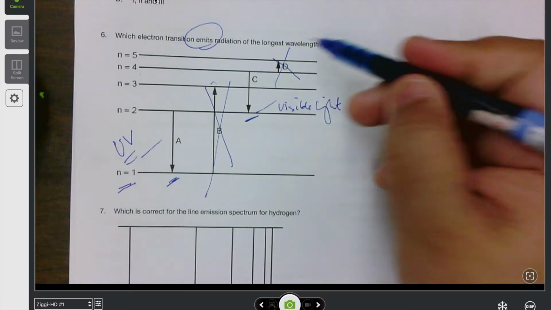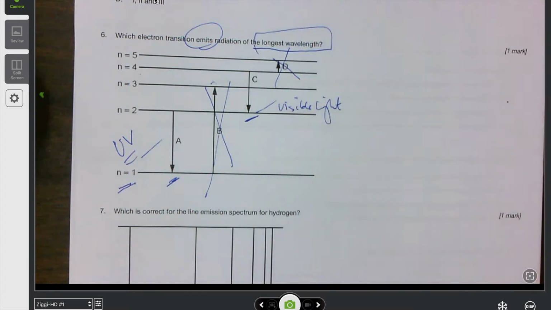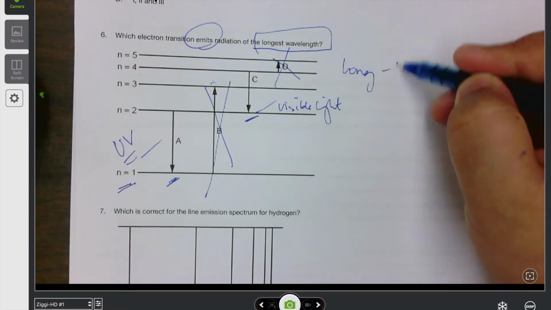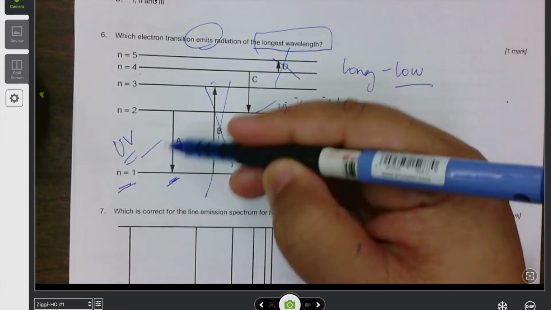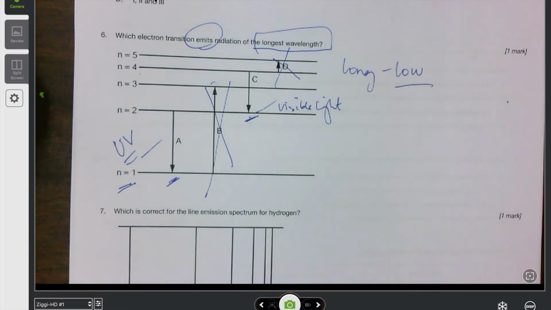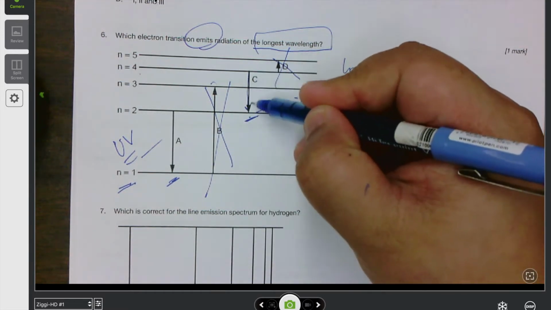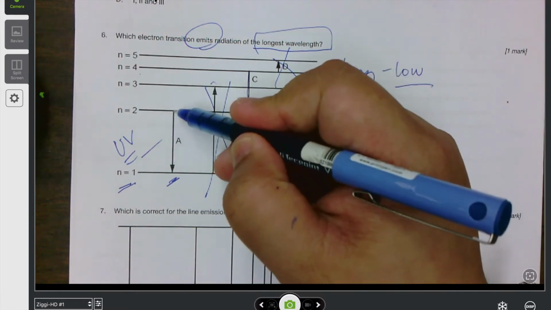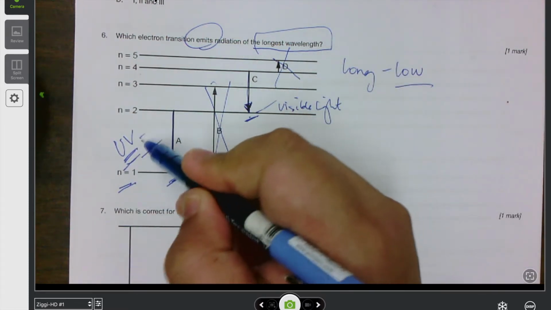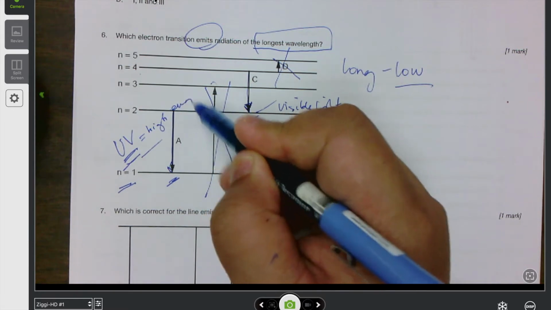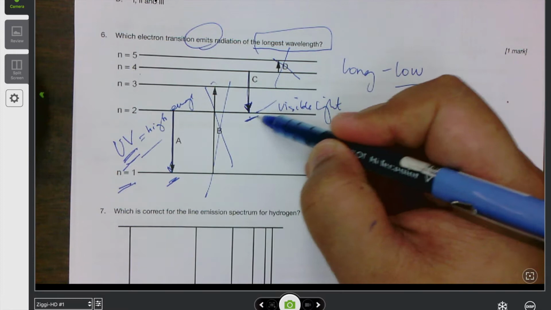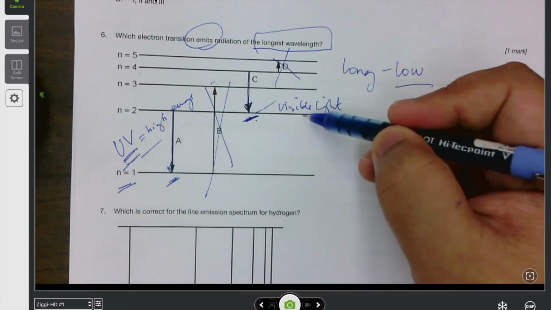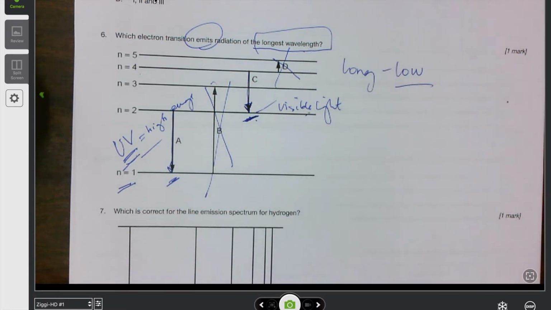So now the question is the longest wavelength. Remember, long, low. Okay, so which one is of lower energy here? Jump back to visible light, right? That's not a big jump. This one is a big jump. And UV is high energy. High energy, high frequency, short wavelength. This one, visible light, lower energy than UV, so longer wavelength. Okay?